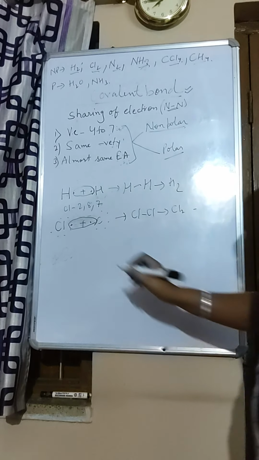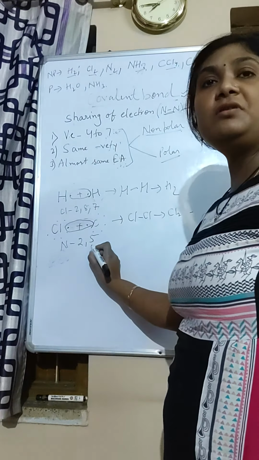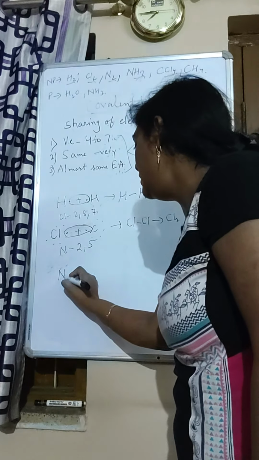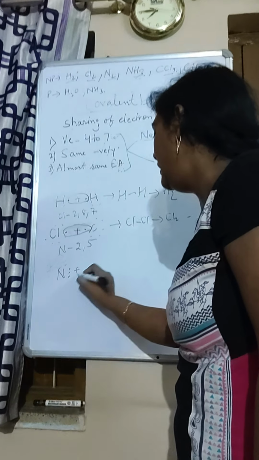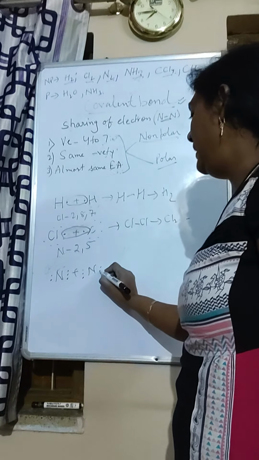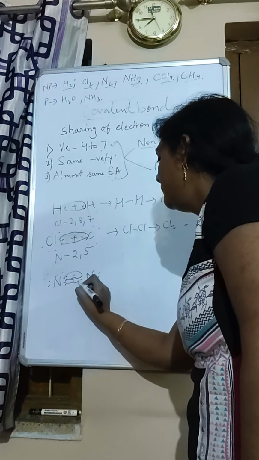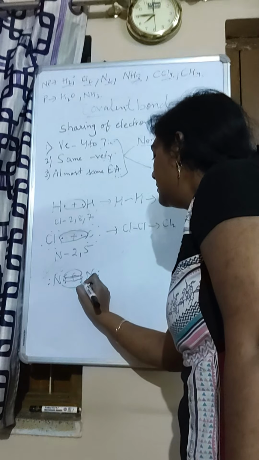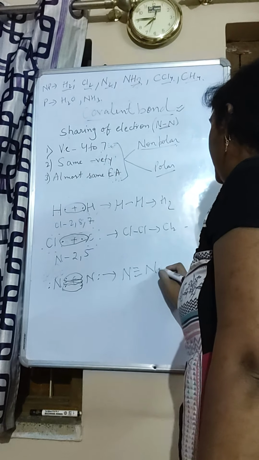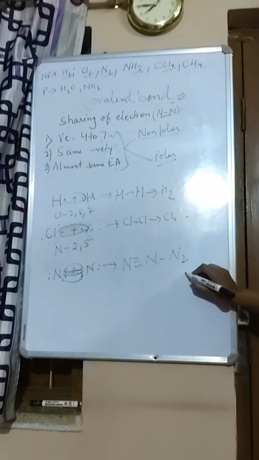Now nitrogen. Nitrogen's atomic configuration is 2, 5. So nitrogen needs 3 more to complete the octet. Each nitrogen shares 3 electrons, and the remaining 2 we can put on any side. So the bonding will be 3, a triple covalent bond between two nitrogen atoms. So we have a single covalent bond and a triple covalent bond.